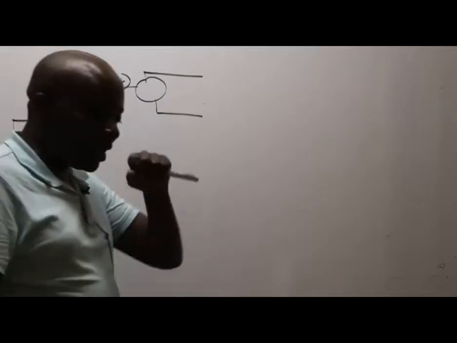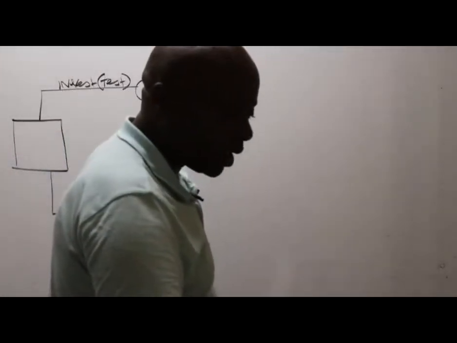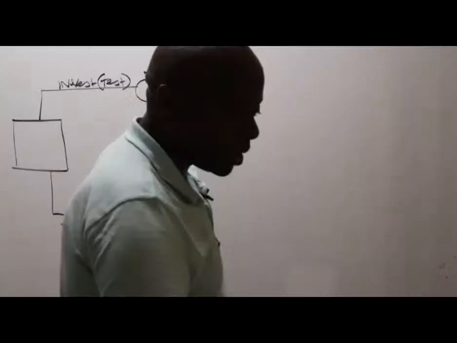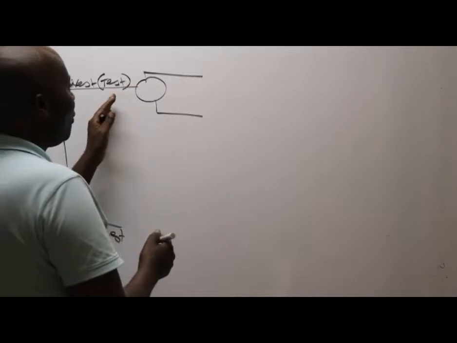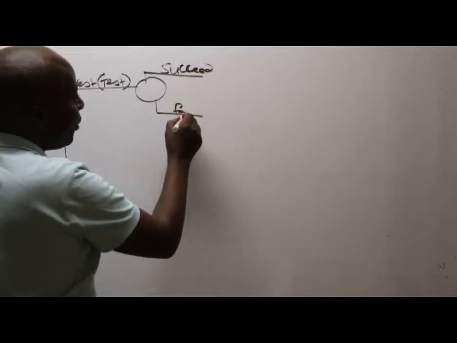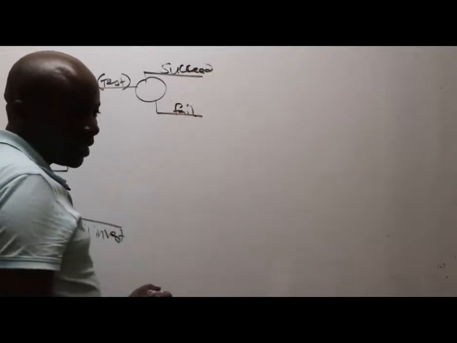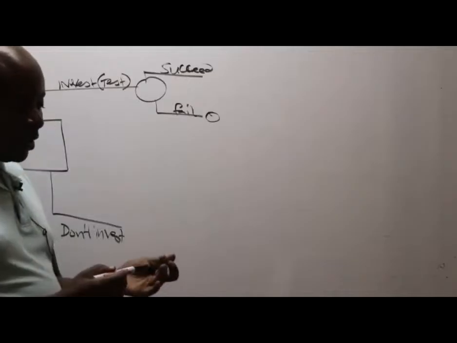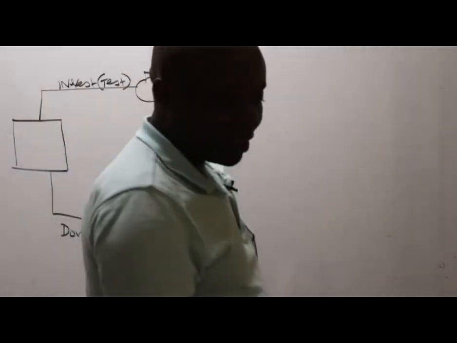But you see, this examiner has given us a language to use for the test outcome. He has told us that the company's marketing manager believes that there is an 80% chance that this phase will be successful and the project will continue. If phase one is not successful, the project will be abandoned with zero salvage value. So listen to me very well. This test, we could either succeed or fail. And if we fail, what have they told us? That we shall be able to sell them without realizing anything whatsoever. That's what they've told us.